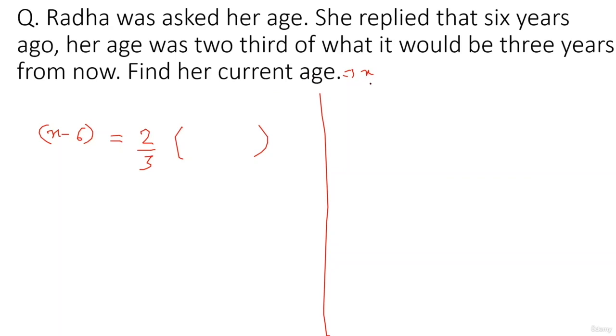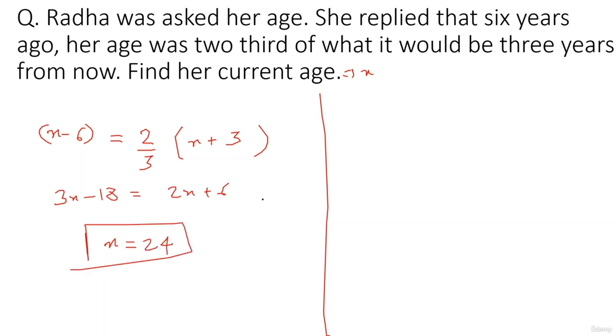3 years from now, her current age is X. So 3 years from now, her age will be X plus 3. So take the 3 on this side and multiply 2 inside. We have 3x minus 18 is 2x plus 6. That directly gives you x equals to 24. Okay.